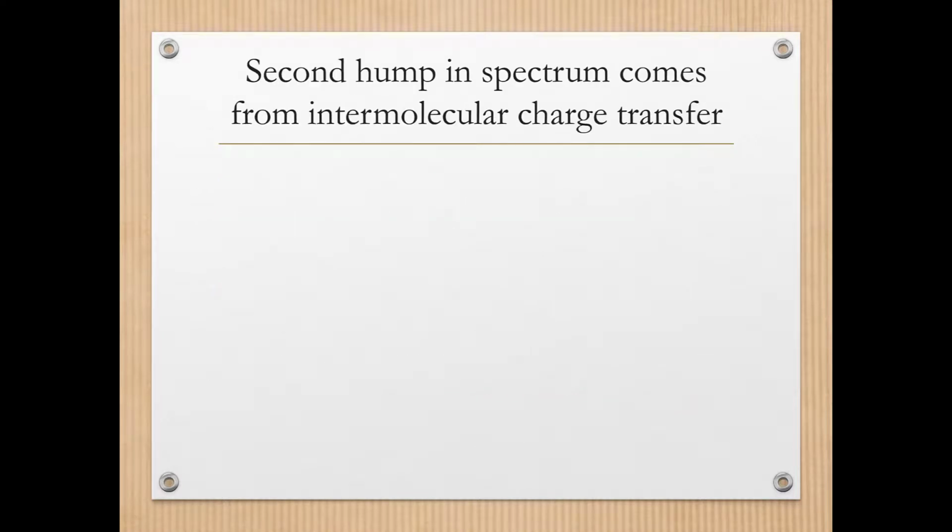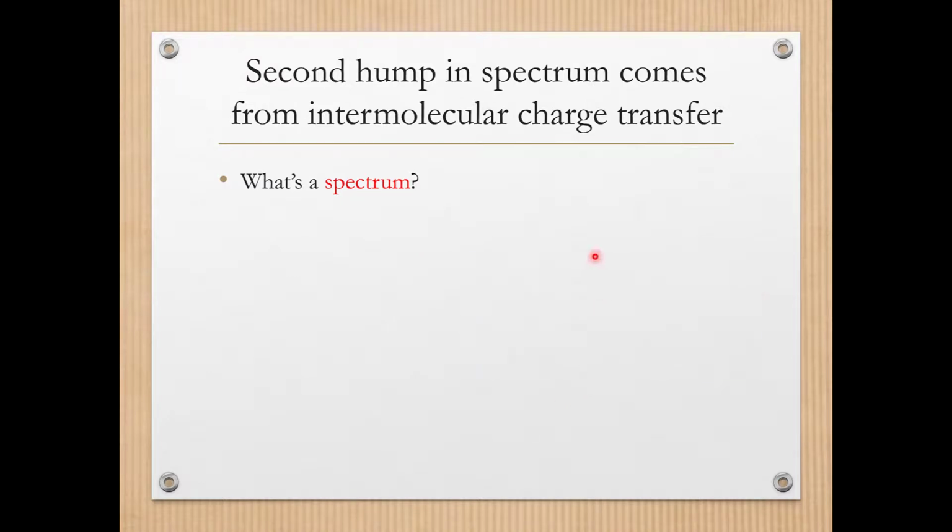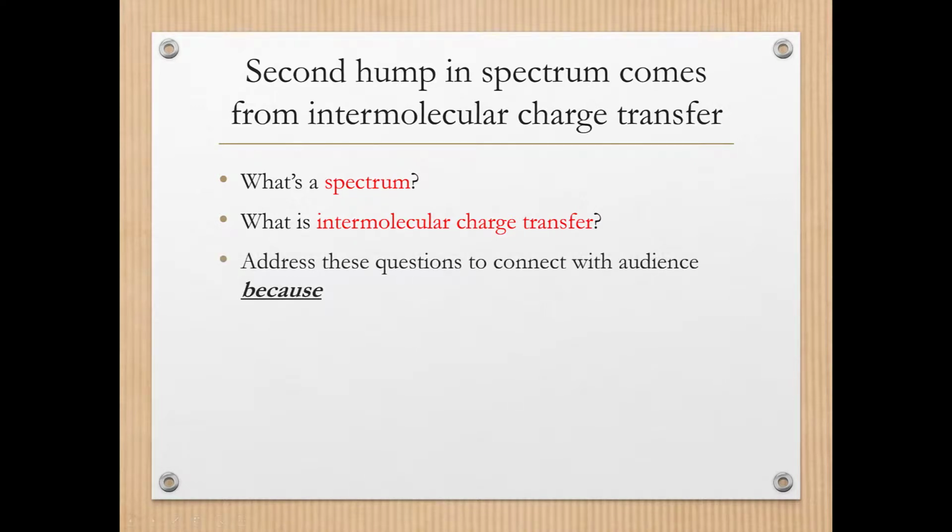So the other important thing to remember here is that we want to convey new information. We want to perhaps establish that new information as assumed information for the rest of the presentation. So there might be many of you saying, well, what is a spectrum? Okay. Certainly more of you are probably saying, what is intermolecular charge transfer? So we have to address these questions. We have to anticipate these questions to connect with the audience.